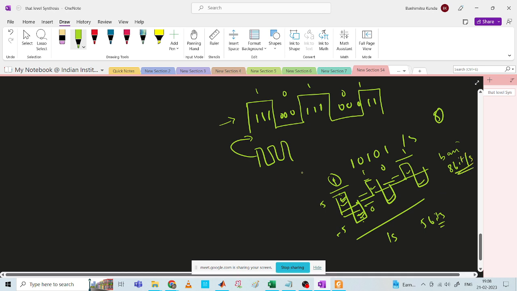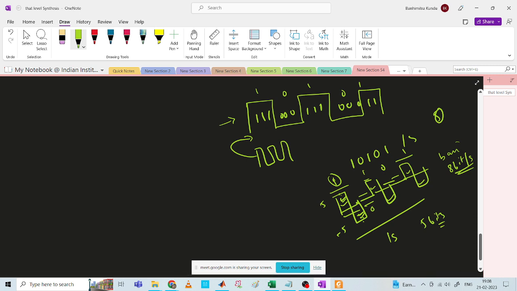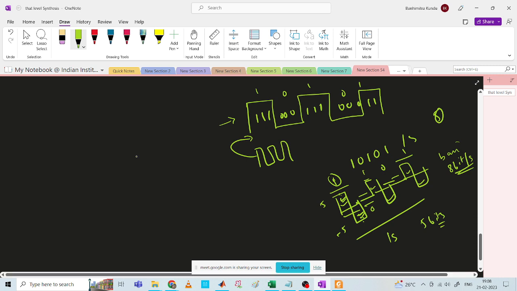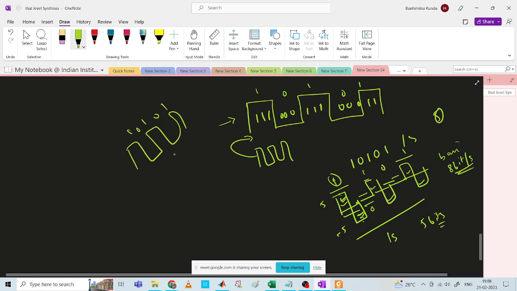So baud rate is the number of signal changes per second, and that is different from the bit rate. Now in this case where you say that this is 10101, here the baud rate and the bit rate both are same. Yes. Okay. But not in this case.